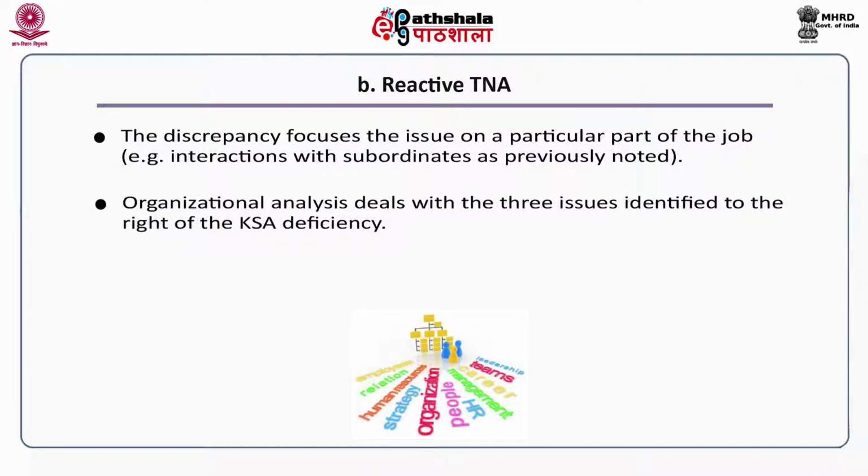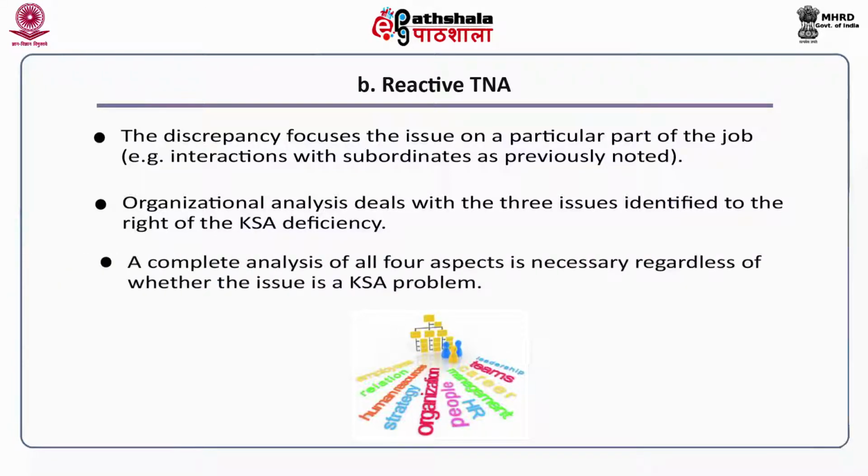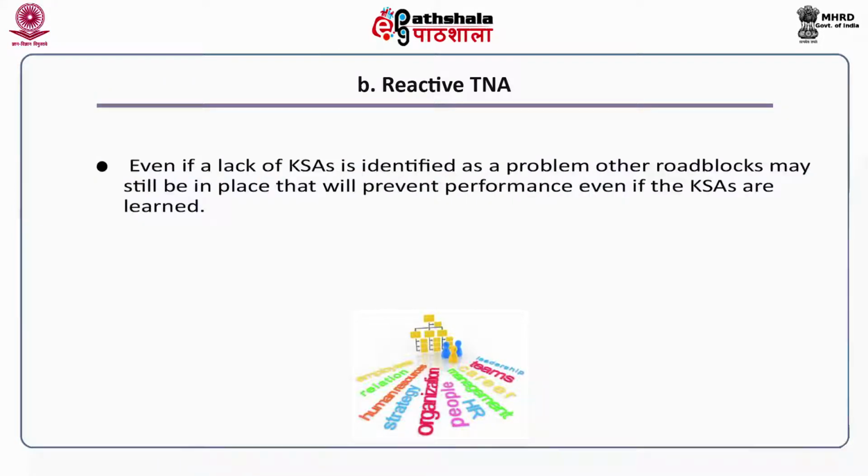Organizational analysis deals with three issues identified to the right of KSA deficiency. A complete analysis of all four aspects is necessary regardless of whether the issue is a KSA problem or not. Even if a lack of KSA is identified as a problem, other roadblocks may still be in place that will prevent performance even if the KSA is learned.